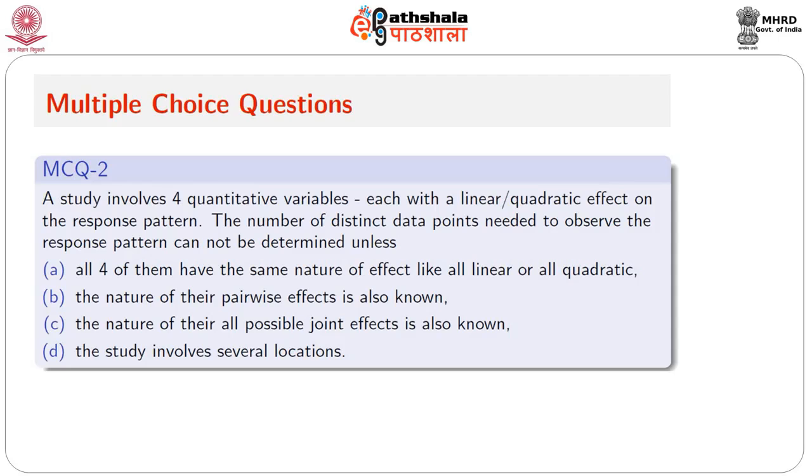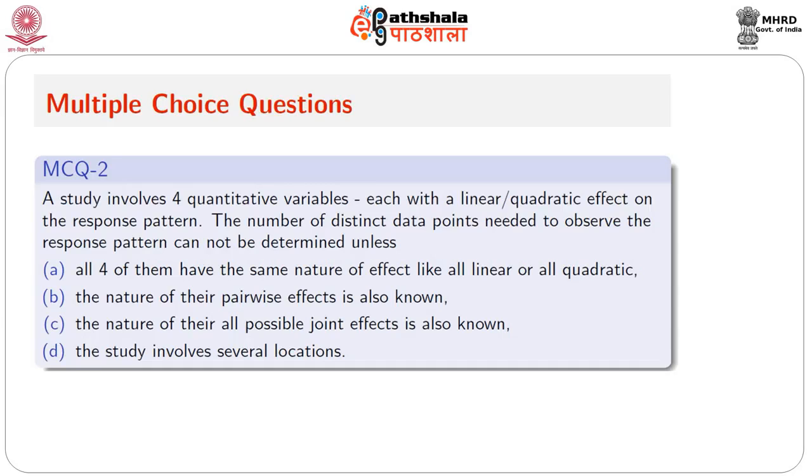Okay. So first of all, there are 4 quantitative variables like x1, x2, x3, x4. Each one with a linear or quadratic effect, we can go up to quadratic. So the question is whether we are talking about terms like x1 x2, x1 x3. That's the main issue. Now A says all 4 of them have the same nature of effect, all linear, all quadratic, that is not needed. The nature of their pairwise effects is also known. If I know it is x1 x2 and x1 x3, whatever terms are there, it is good to know that so that we can find out how many distinct data points are needed.